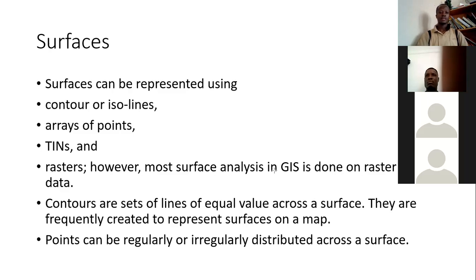All right. Most surface analysis in GIS is done on raster or TIN data. So take note of that. Not on points. Contours are an access opportunity. We talked about this already. They are frequently created to represent surfaces on a map. Points can be regularly or irregularly distributed across a surface. I talked about that.